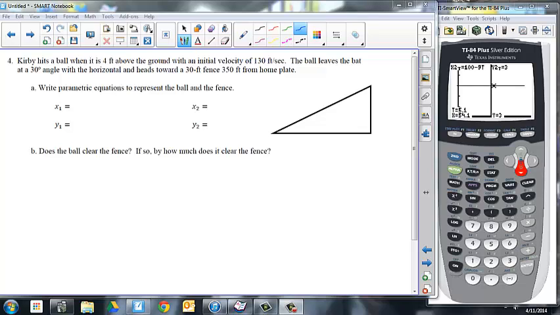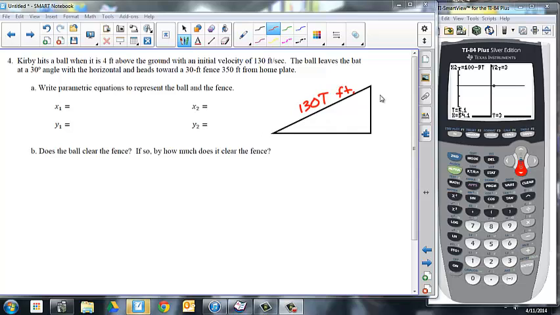Let's take a look at number 4 from the same assignment. You can see here that we have a baseball situation. I've added this right triangle here because I want to show you where we come up with the horizontal and vertical portions of the ball's path. So the ball is traveling at 130 feet per second. So I'm going to put this over here, 130, and I'm going to call it 130t, because that would be 130 times the number of seconds, in feet.